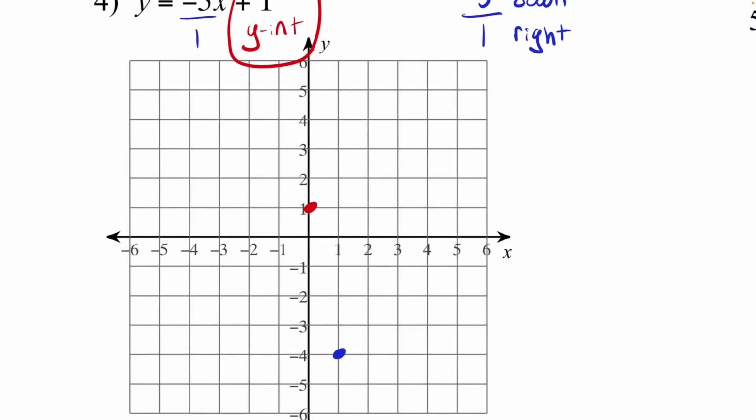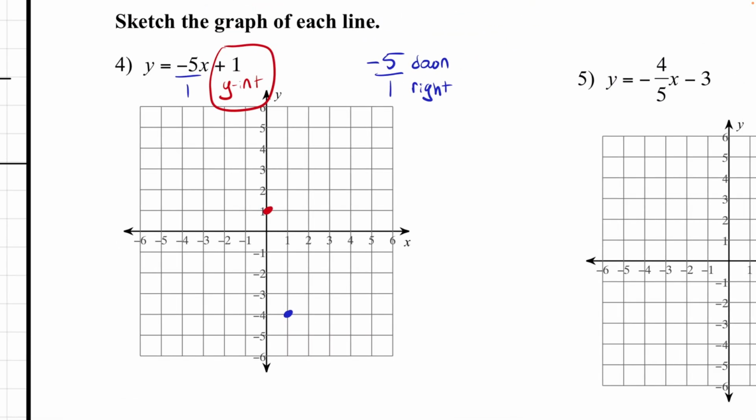And there's another point that I can put on there because this is the same thing as 5 over negative 1. Again, it doesn't matter where that negative goes. I said that time and time again, which means I can do 5 up and 1 left. Yep.